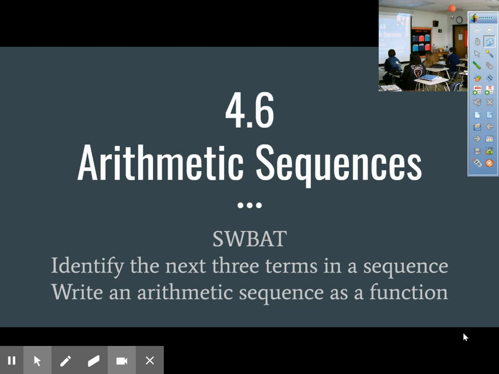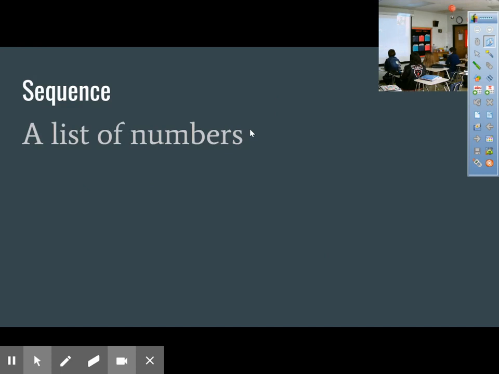All right, so what exactly is a sequence? A sequence is a list of numbers.